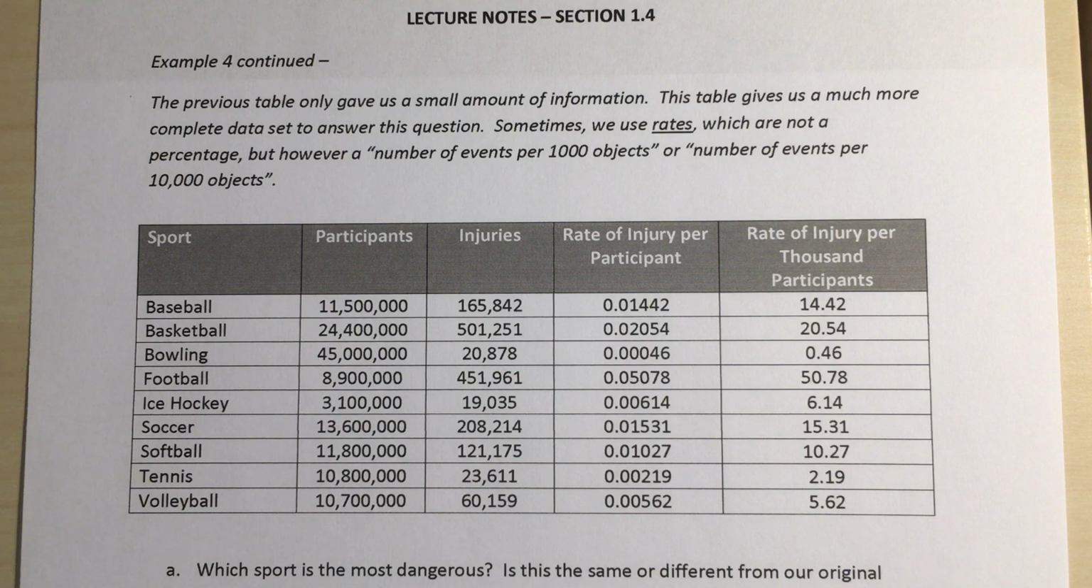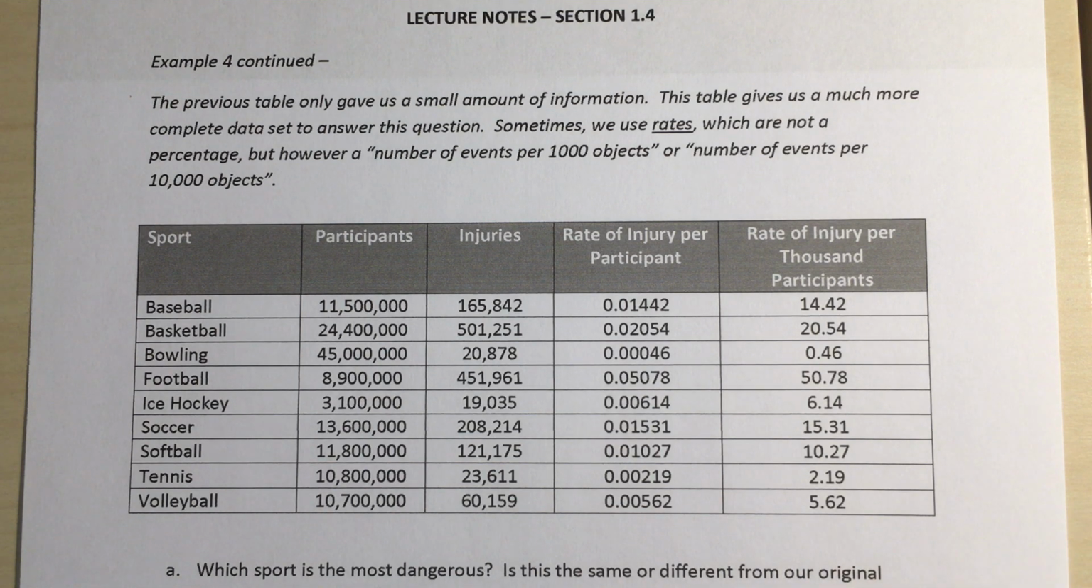Looking at this, we have a lot more information here. On the previous page, we only had the name of each sport and the number of injuries. In this case, we are also given the number of participants. Not only that, but we're given the rate of injury per participant and the rate of injury per 1,000 participants.